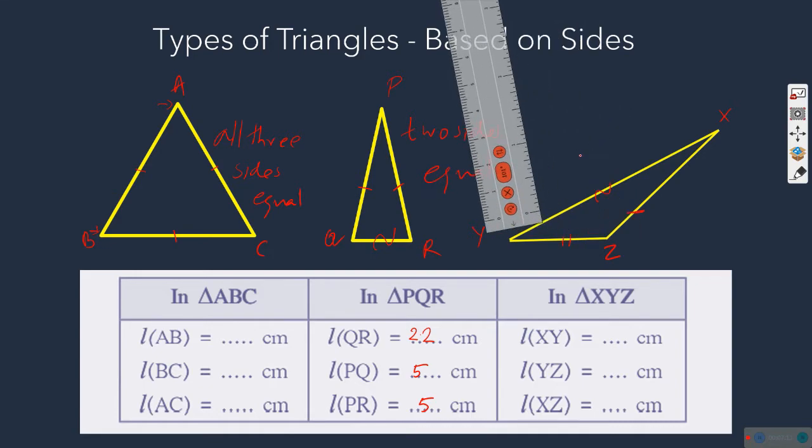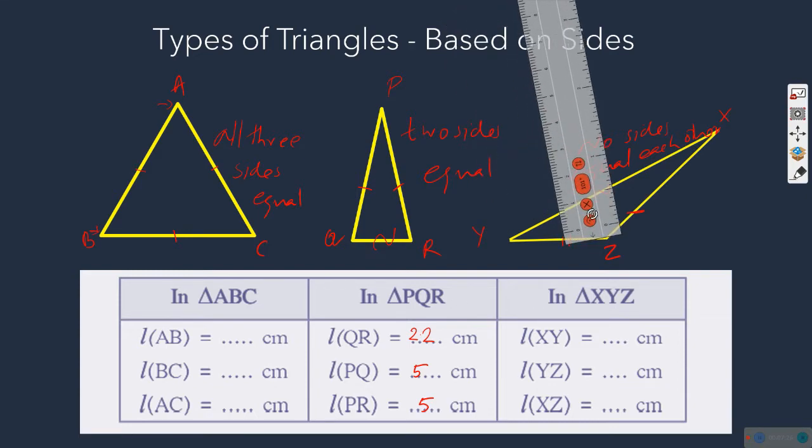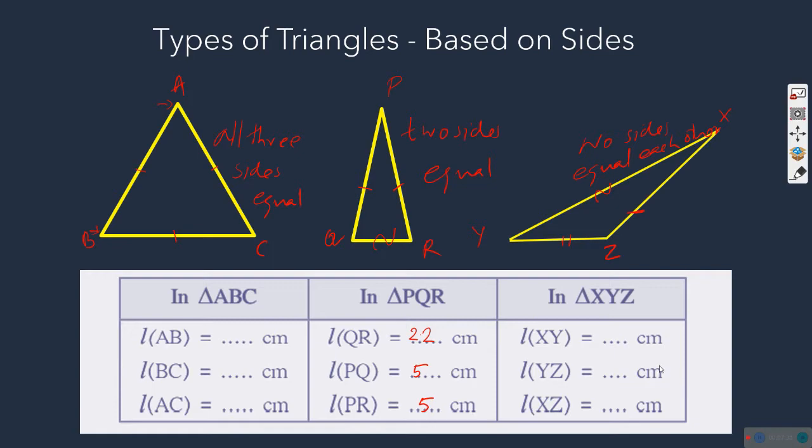Correct? When it comes here, no sides are equal. No sides equal each other. So we got three types of triangle depending upon sides. Just by getting this triangle, it won't be sufficient. We should have an idea about how we can identify or name it in future. So we have named these triangles accordingly.